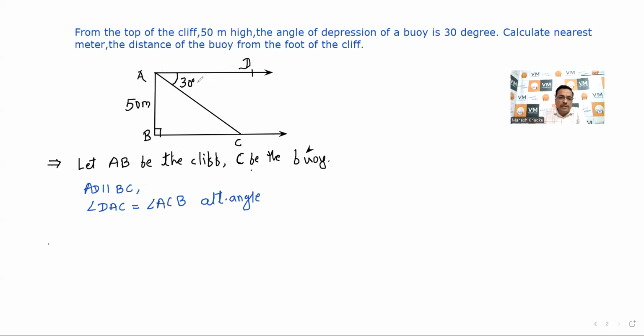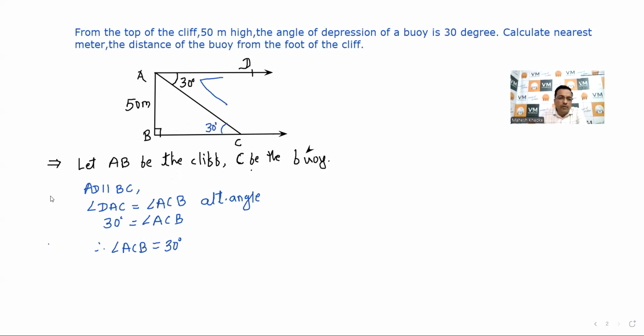Then DAC, just see this DAC. This one is 30 degree already given, so therefore ACB also 30 degree. Now angle ACB become the 30 degree. अब ये हो गया तुम्हारा 30 डिग्री. ओके, नाउ यू हैव द ट्रायंगल.